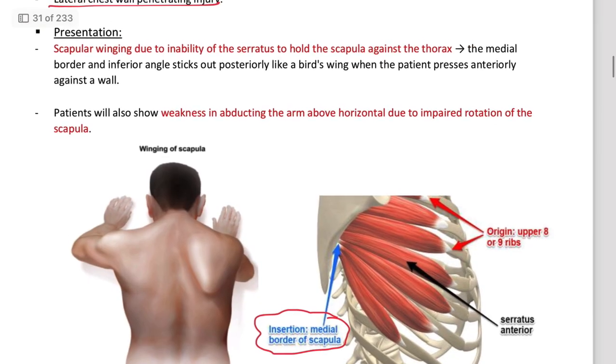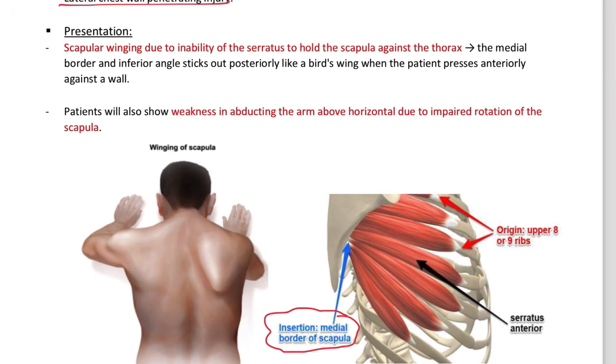So what signs can we see? If you are seeing this image, the scapula protrudes from the back when pushing against the wall. When you try to push the wall, at that time the scapula will protrude backward. In first aid, we have to support the shoulder and refer for nerve injury. Patients will also show some weakness in abducting the arm above horizontal due to impaired rotation of the scapula. So these are the things we can see in the brachial plexus and brachial plexus lesions.